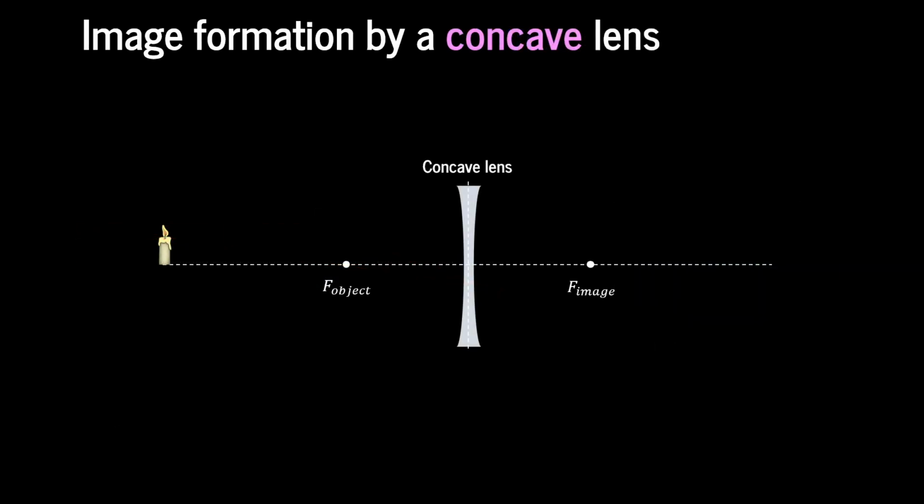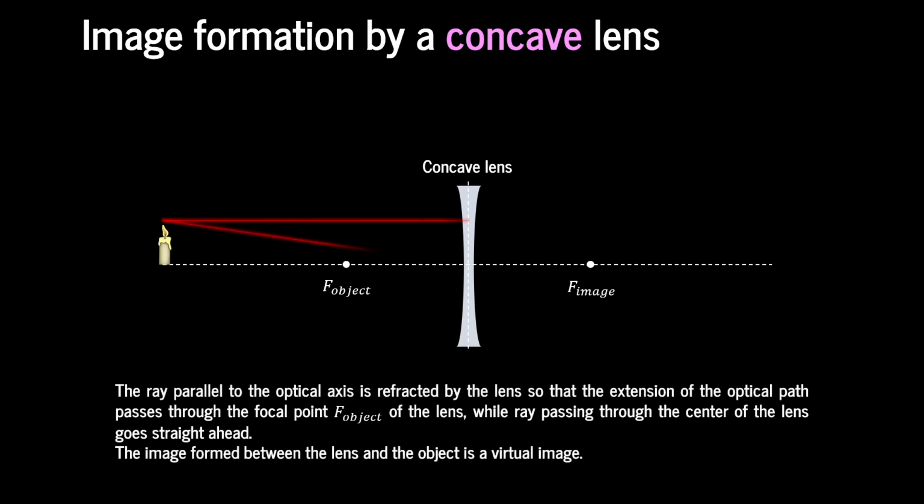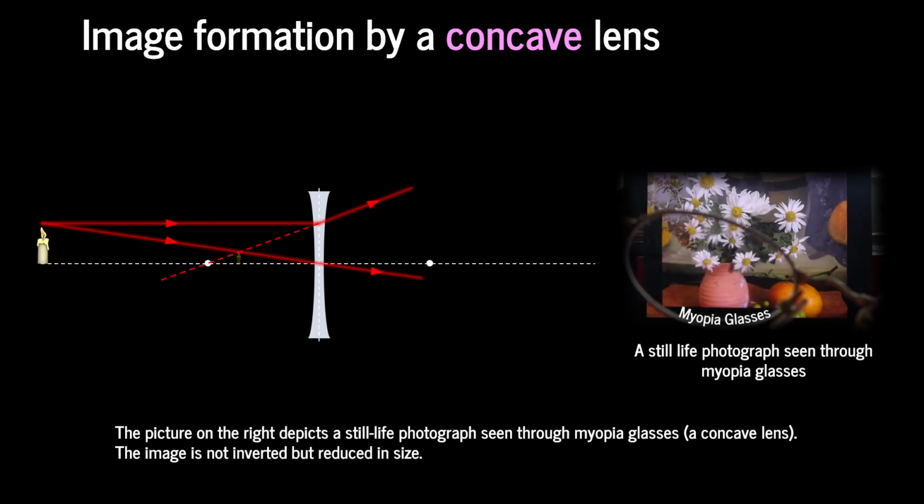Next, I will introduce the image formation by a concave lens. The ray parallel to the optical axis is refracted by the lens so that the extension of the optical path passes through F object of the lens, while the ray passing through the center of the lens goes straight ahead. The image formed between the lens and the object is a virtual image. The picture on the right depicts a still life photograph seen through myopia glasses, a concave lens. The image is not inverted but reduced in size.